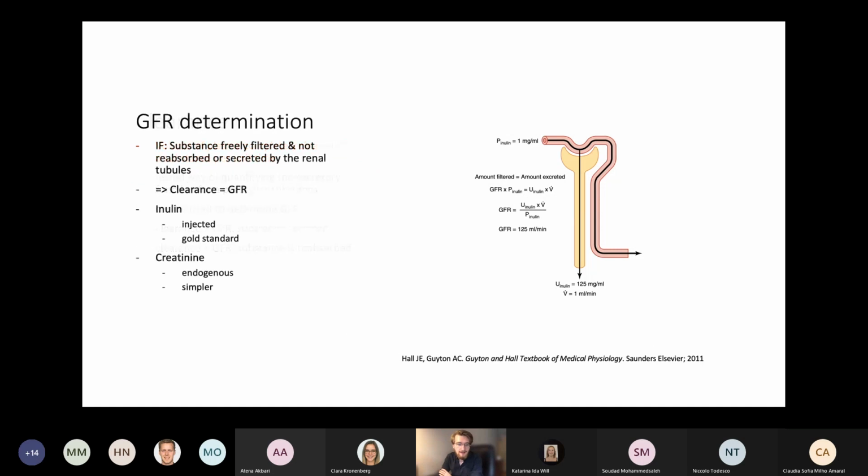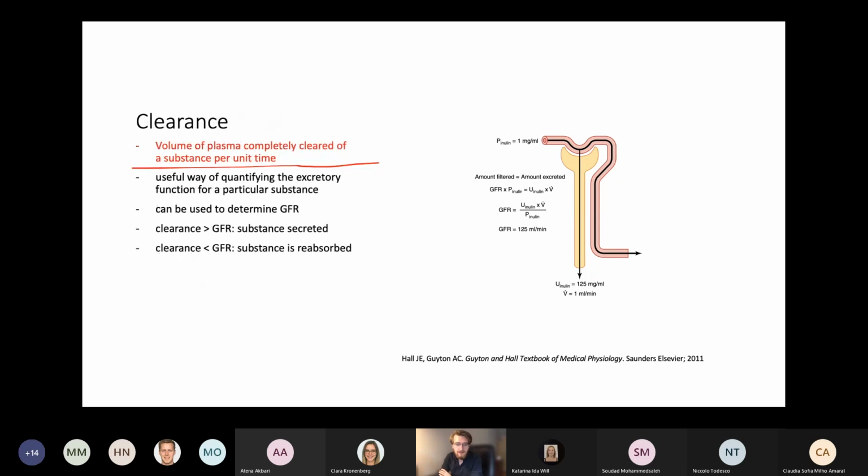We can examine the clearance by measuring the concentration of a substance called inulin in both plasma and urine, and the flow rate of urine. Inulin is a non-endogenous substance. We have to actively inject it into the human. However, when we measure the concentration and the rate at which it is filtered from plasma, we can plug it into this formula, and it will return the glomerular filtration rate, and also its clearance technically.